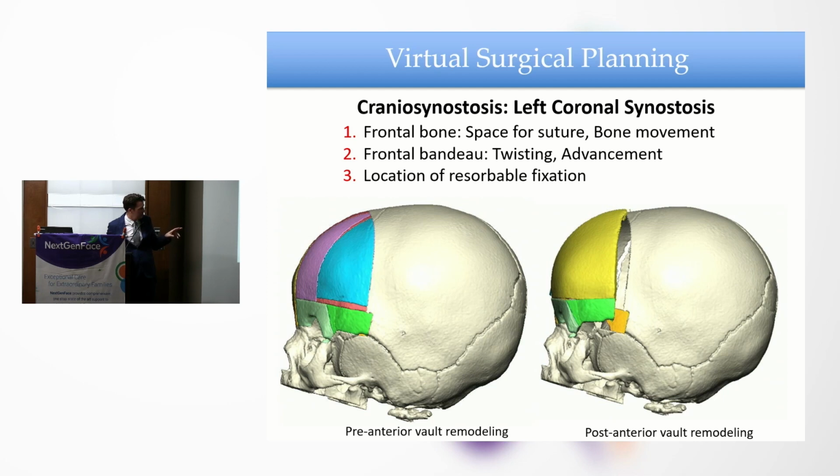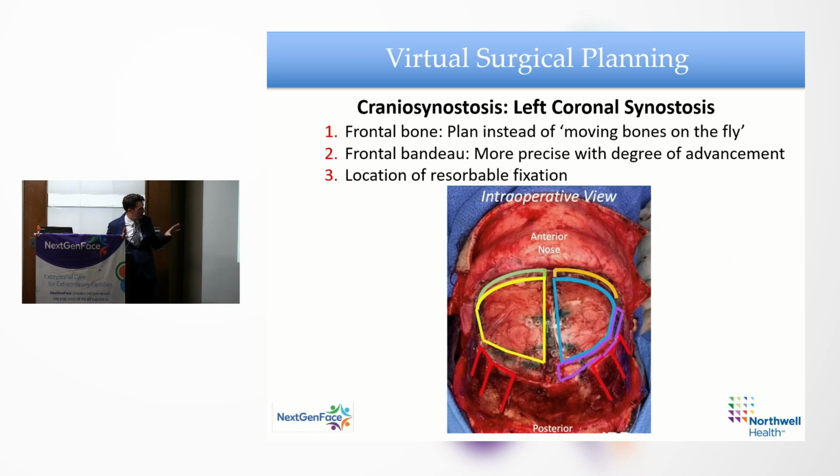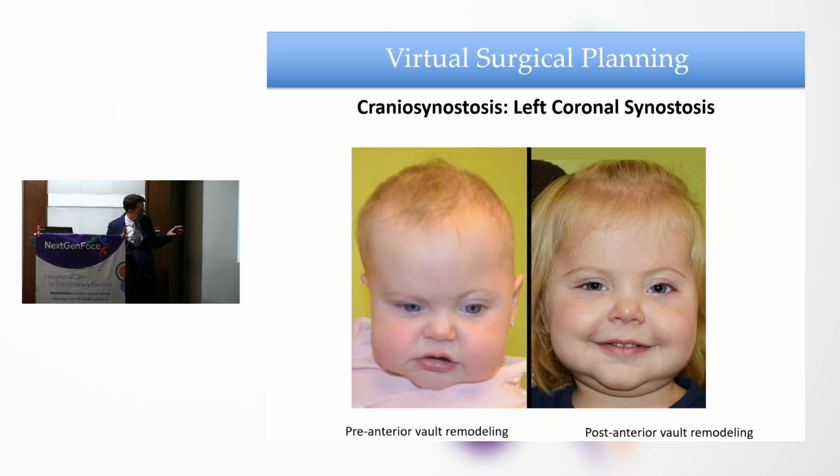bone color, change in bone shape that allows us to correct that, allows us to twist the bone appropriately and get all the subtleties. You can see from a worm's eye the advancement that we're doing to correct that. We do a slight over advancement, and then on the table the different colors represent the bone. So we know anteriorly is the nose, posteriorly is the bottom of the screen. We use resorbable plates, which are in there, but it's hard to see. And then we get our results.